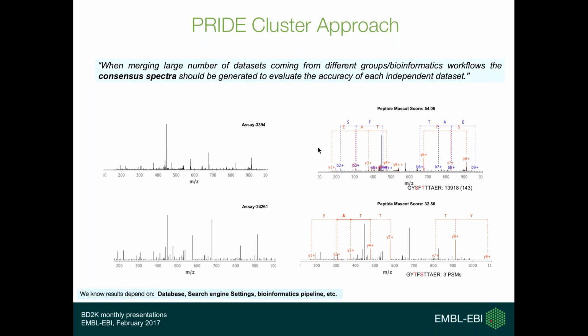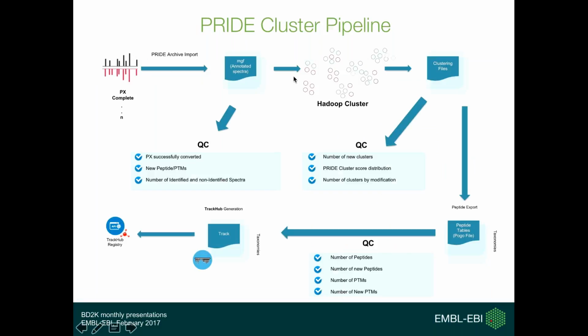The way this is implemented, and this has been published in Nature Methods, is we receive all these independent submissions. These submissions are sent to an algorithm that has been implemented using big data Hadoop technology. Then we generate a peptide table where we say, for this peptide, this is the number of times that this peptide has been seen in the whole resource.